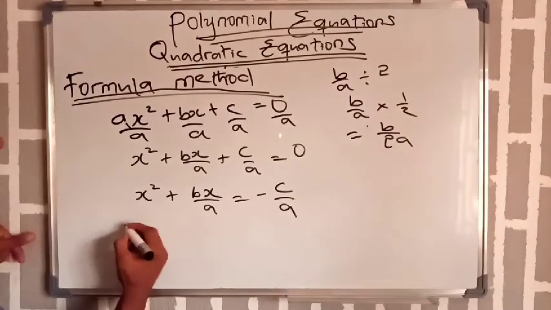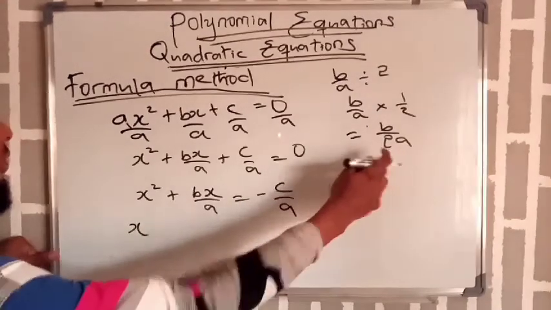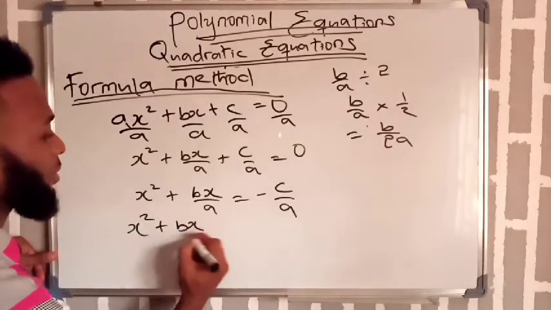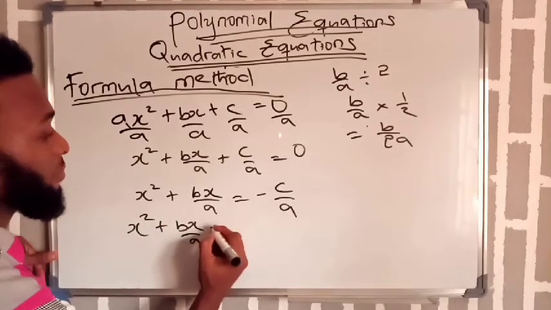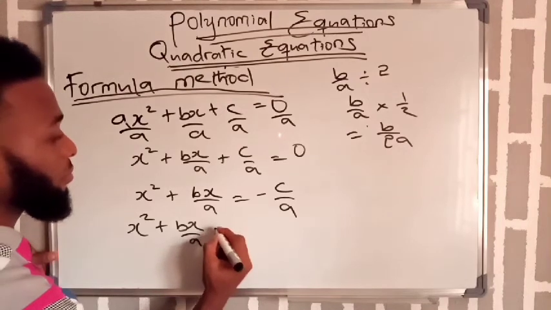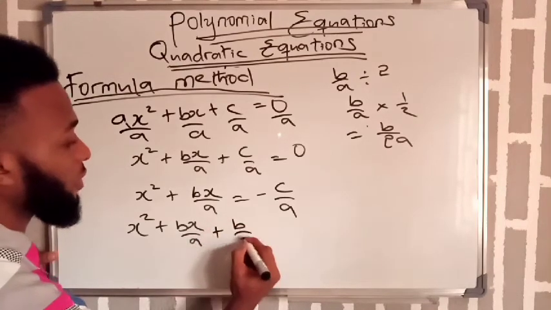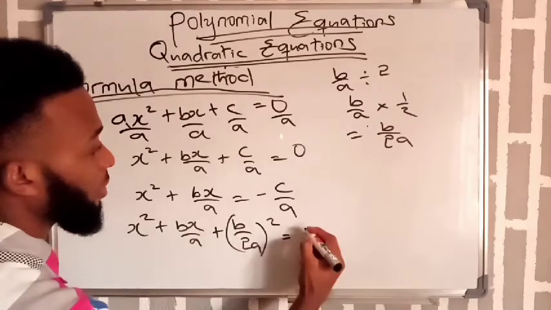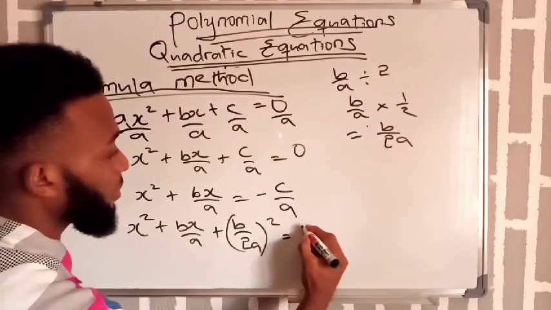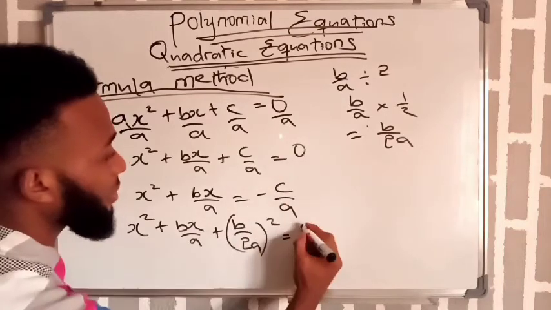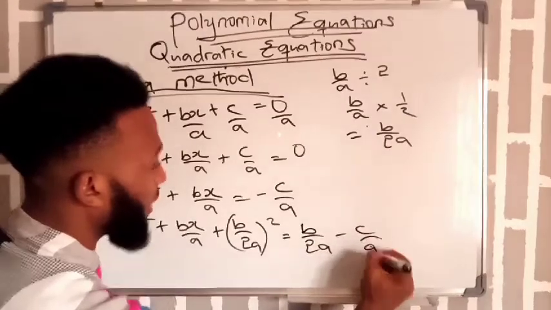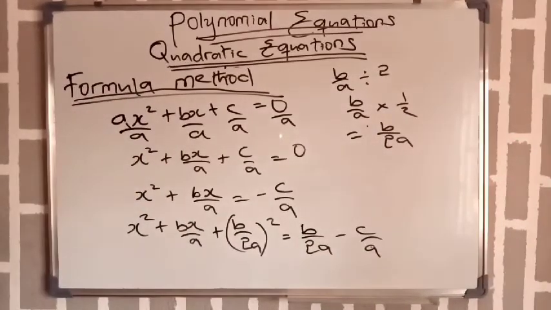Okay, so this becomes the square of this. This becomes x squared plus bx over a plus b over 2a all squared equals, now bringing this over, b over 2a minus c over a.